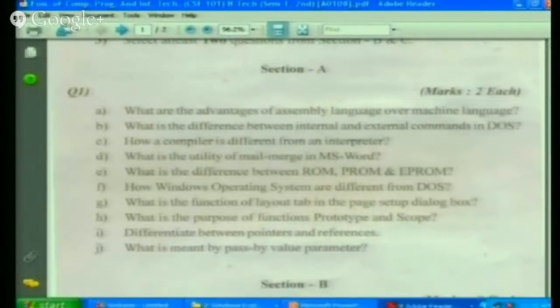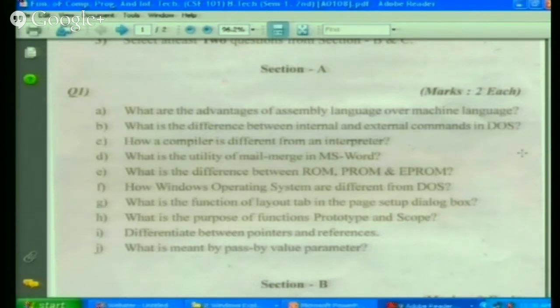When I say "what are the advantages," it appears to be an oral question. It is a written examination, so what should the question be? List or write: list any 2 or 4 advantages of assembly language over machine language. When you make it specific, the examiner who is going to evaluate will know that the paper setter has asked for 2, meaning 1 mark each for the right answer, or if 4, half a mark is allocated to each right answer.